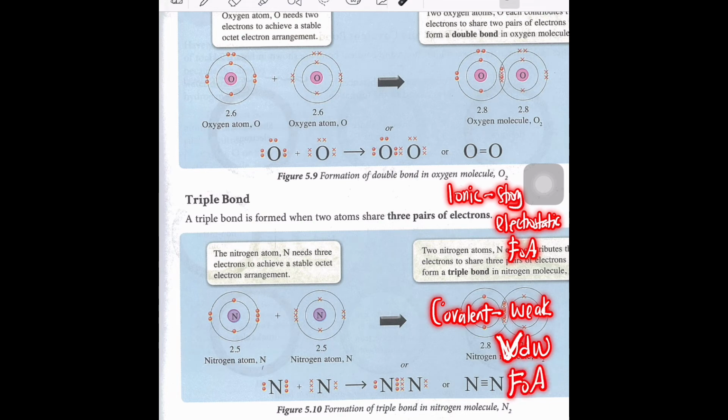VDW or FOA. Okay, ini beza dia. Dalam ionic compound ada strong electrostatic force of attraction. Daya tarikan elektrostatik yang sangat kuat. Tapi dalam covalent ada weak van der Waals force of attraction. Itu dua beza. Ada jenis ikatan dia apa?